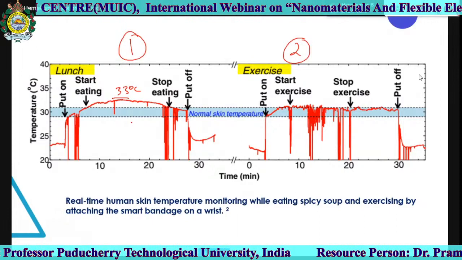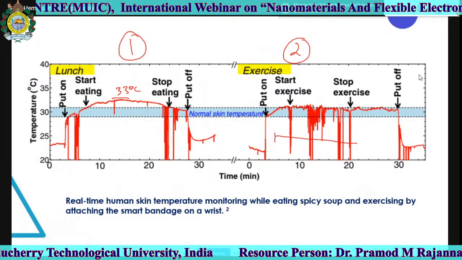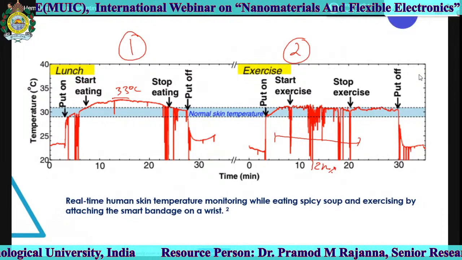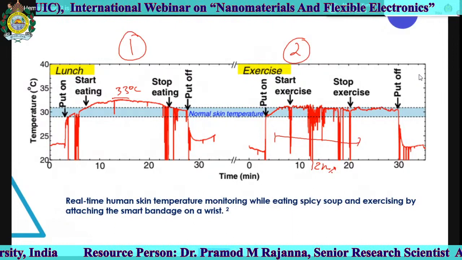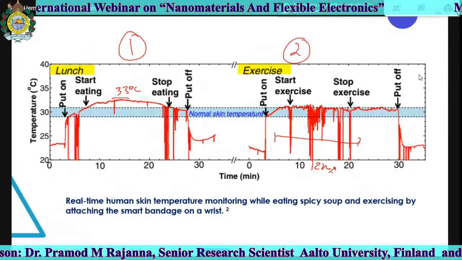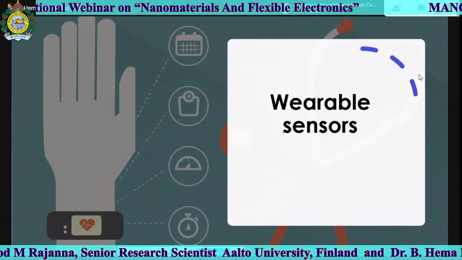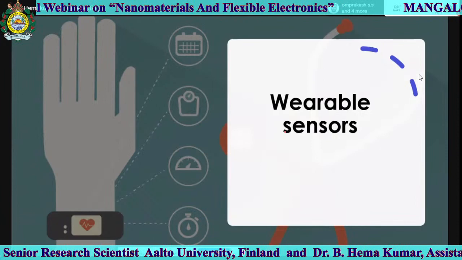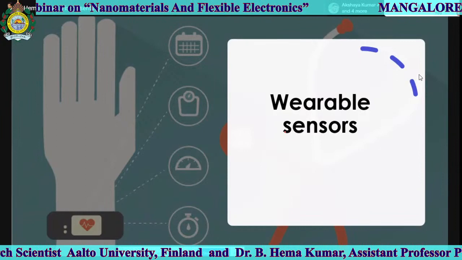That's the case when a person takes a spicy soup. And this is a person exercising, recorded for a short duration of 12 minutes. Here there is no appreciable increase in the temperature. So this is the response of the temperature sensor and touch sensor that we get from these kinds of smart bandage systems. So far, as far as this smart bandage is concerned, we looked into temperature measurement, heartbeat measurement, and drug delivery.